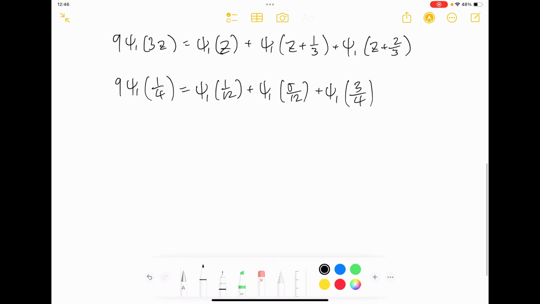So this is what we have, and this is very nice because, as I said, this is related to negative psi 1 of 11/12, which will get us what we want from here. But for those of you who've worked with the trigamma function, you know that these two are quite nice, so everything is going to be fine.